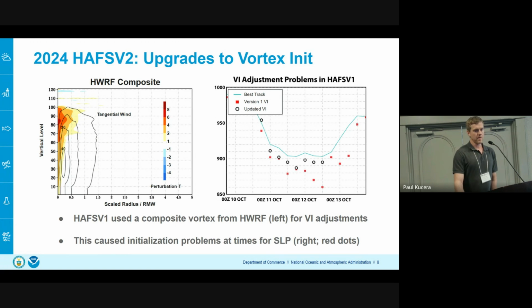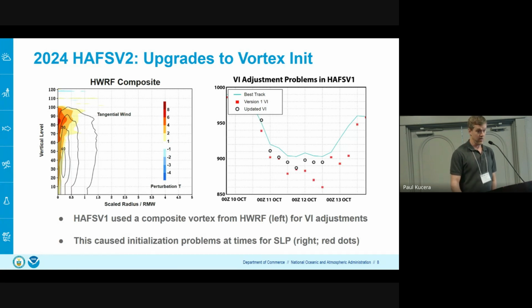We also had some upgrades. One of the components of vortex initialization was that it uses a composite vortex in certain circumstances. And in HAFS V1, we were using a HWRF composite vortex. We had not yet built the HAFS composite. And so that caused some problems, some imbalances in the initial conditions in certain cases. In this example here, this is a West Pacific case without data assimilation. And you can see the blue is the best track. The red dots are the SLP initialized due to using this HWRF composite. And you can see they're not right.